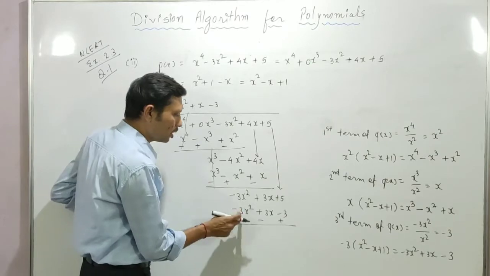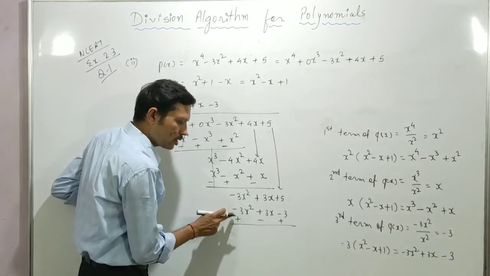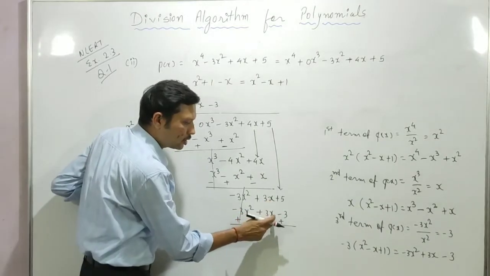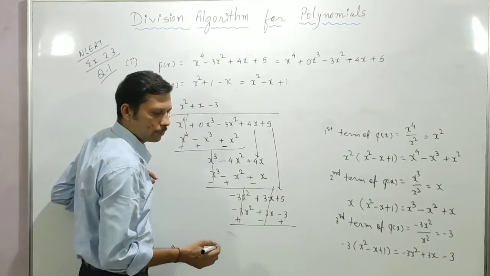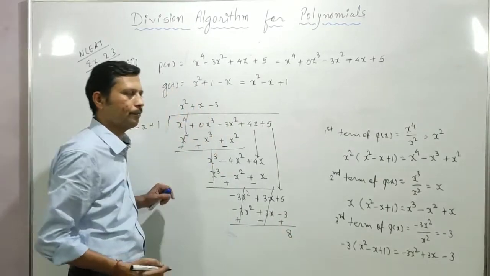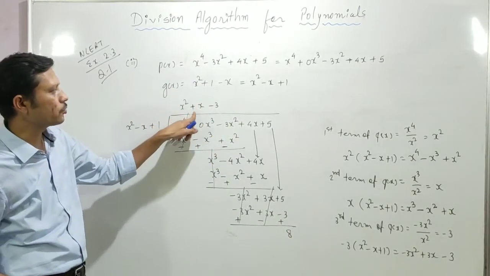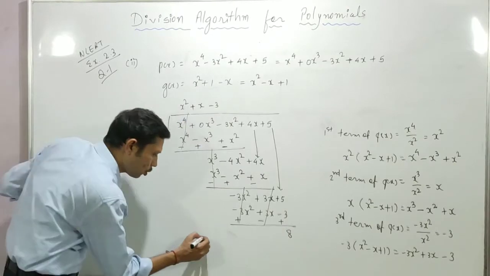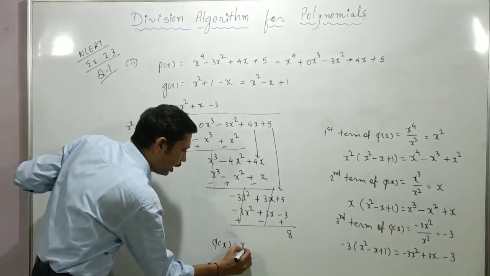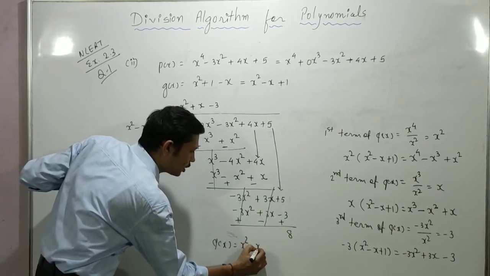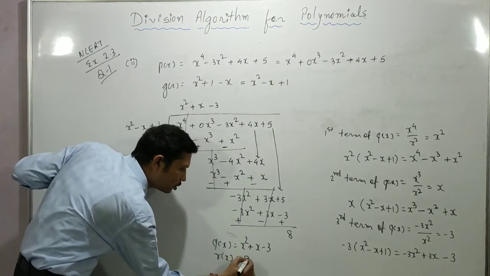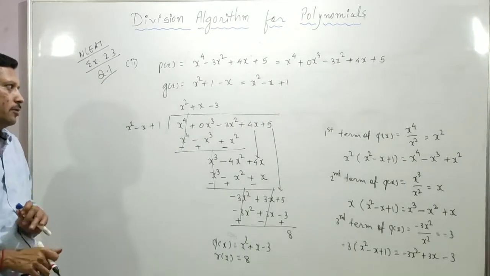Now you can see here these two are like terms, so this is minus and this one is plus, so it will be cancelled out. It's a plus 3x, it's a minus 3, it's again cancelled out. It's a plus 5, it's a plus 3, so the addition is 8. So what is the quotient? x square plus x minus 3. So the quotient, that means q of x, I can write down as x square plus x minus 3. And what is the remainder? r of x is equal to 8. This one is our answer.